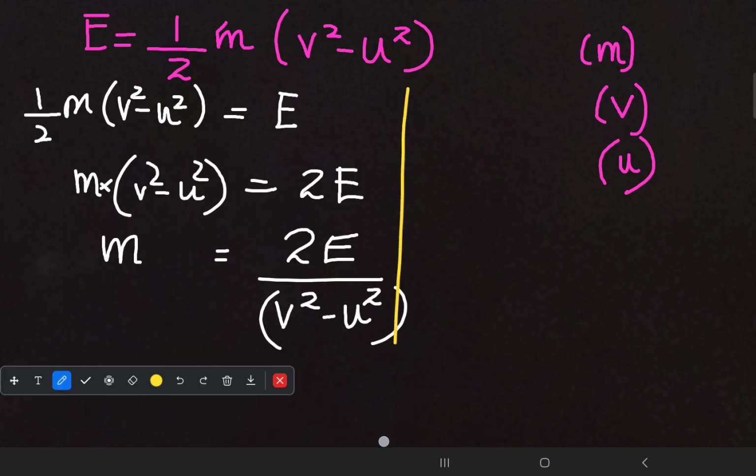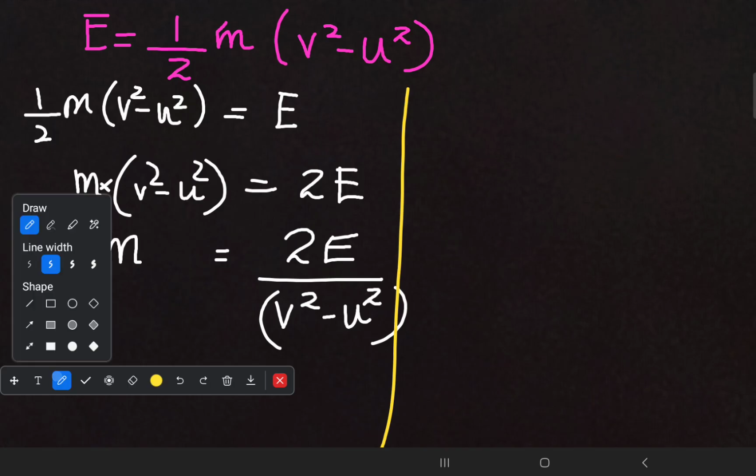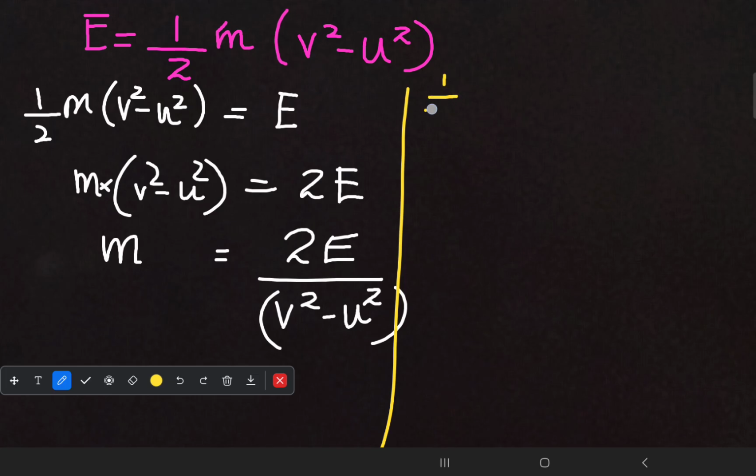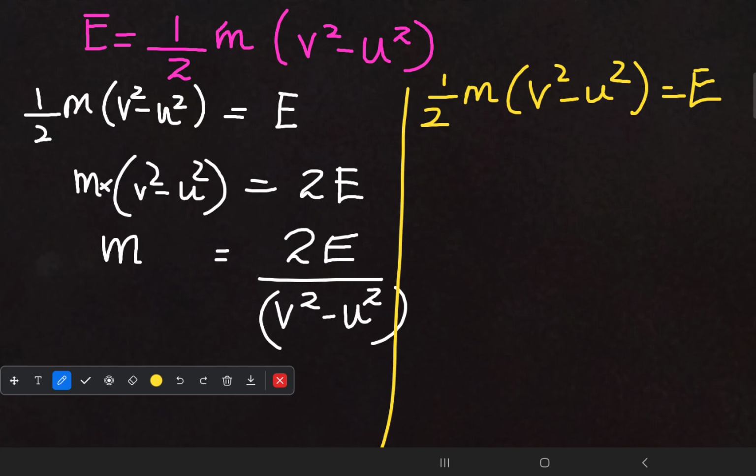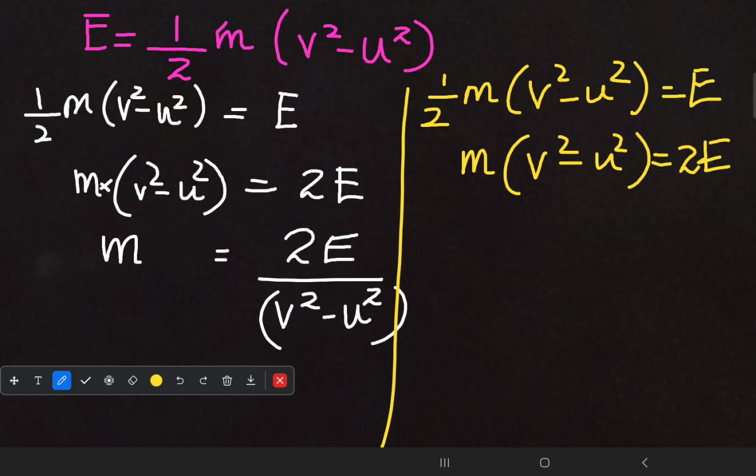In the same equation, let's subject v. First we subjected m, then v, then after that u. Half m into v square minus u square equals e. The dividend 2 will become a multiplicand. So m into v square minus u square equals 2e. Then all these two values are multiplying with this m, so let's bring this multiplicand as a dividend.